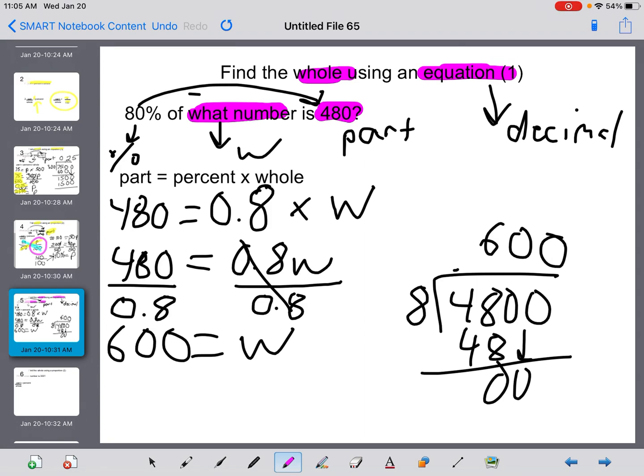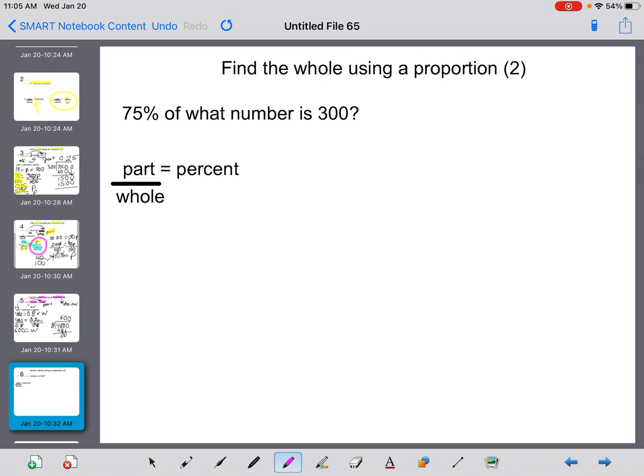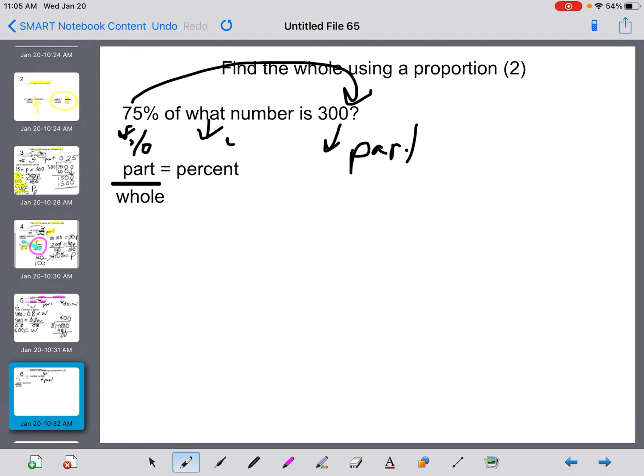Okay, so that was using an equation. Now let's use a proportion. All right, 75% of what number is 300? So again, label the parts you're working with. We have percent, and then this is my part, okay? 75% is 300, which means I need to find my whole.